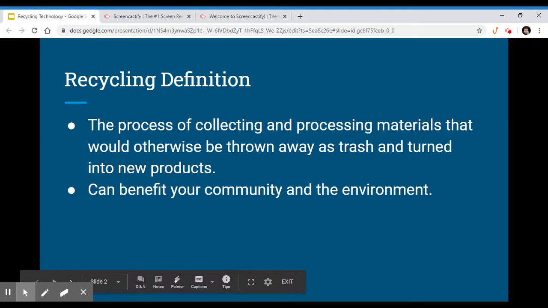On this slide, I provided the definition of recycling because I feel it is important. Recycling is the process of collecting and processing materials that would otherwise be thrown away as trash and turned into new products. Recycling can also be beneficial for communities and the environment.